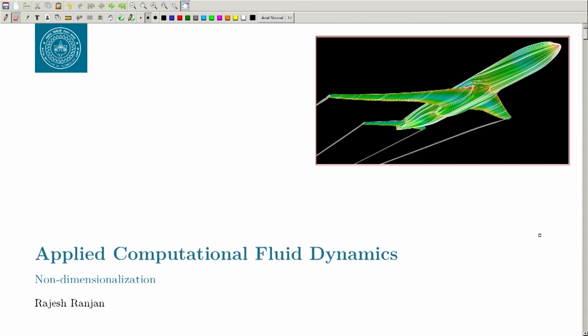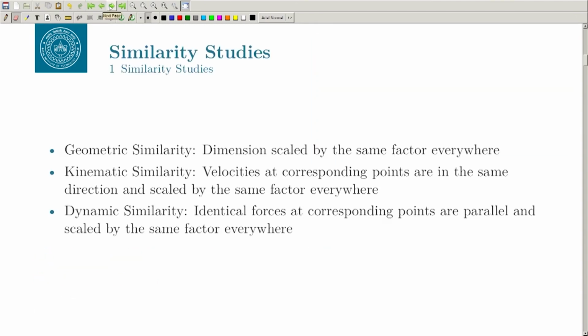Before we go into the non-dimensionalization, I want to first talk about similarity or similitude. What is similitude? Basically, it is about making a relation between the prototype and a model under certain constraints. There are three kinds of similarities, as you can see here in the slide. One is your geometric similarity.